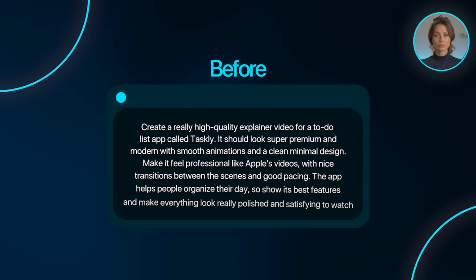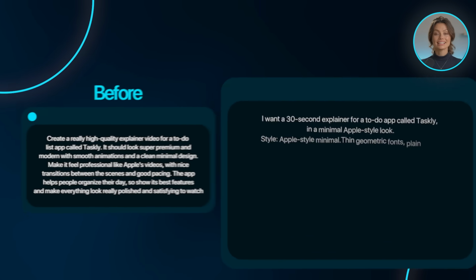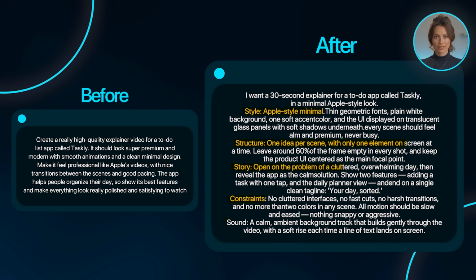For example, here's a typical prompt that does not follow this structure. And here's that same idea written using the 5-point framework. This gives the AI model a much clearer idea about what to generate. But instead of just talking about it, let's put this to the test and use it to build our video.